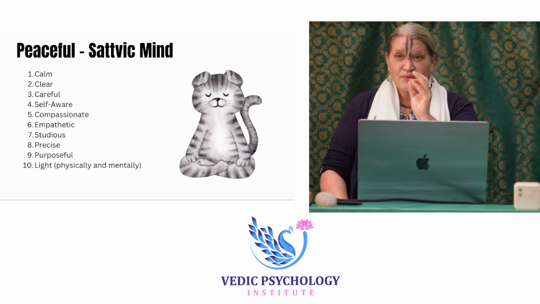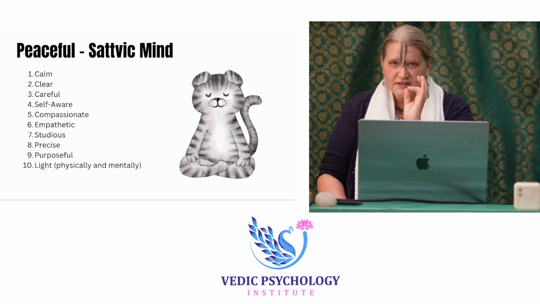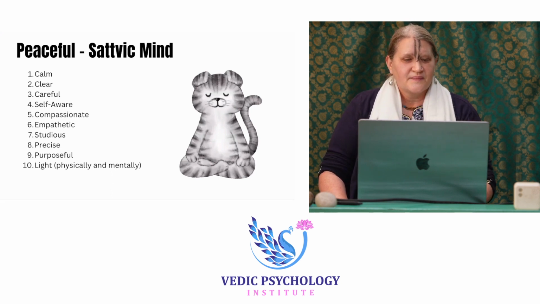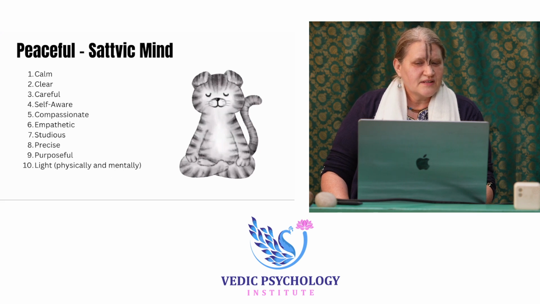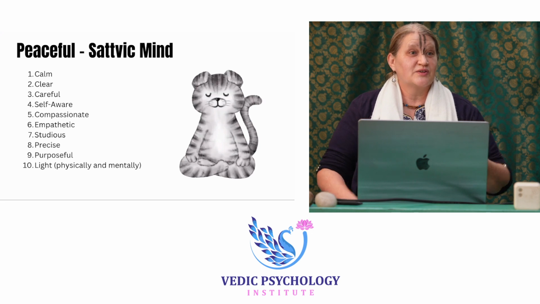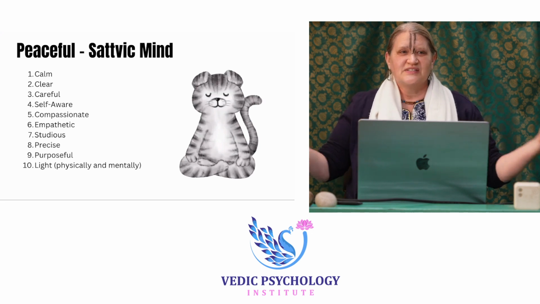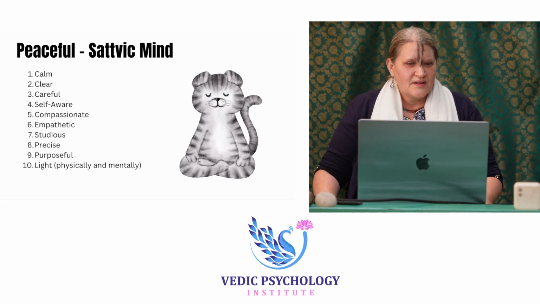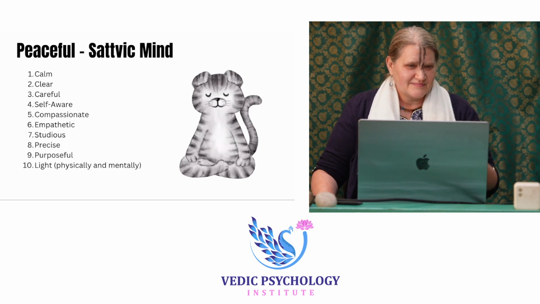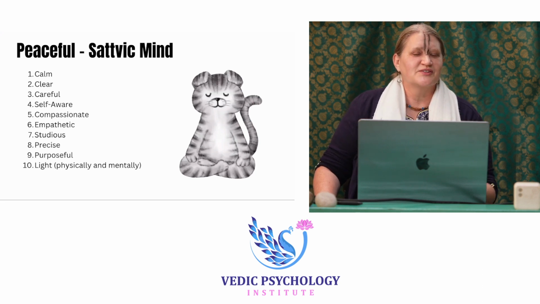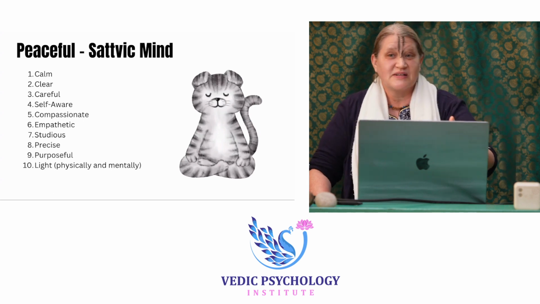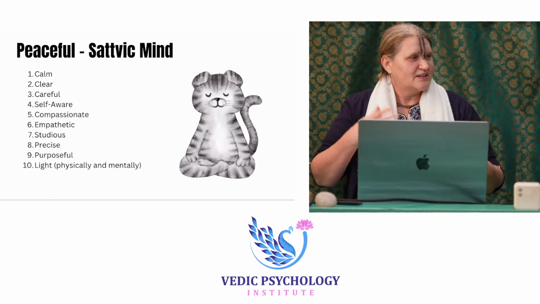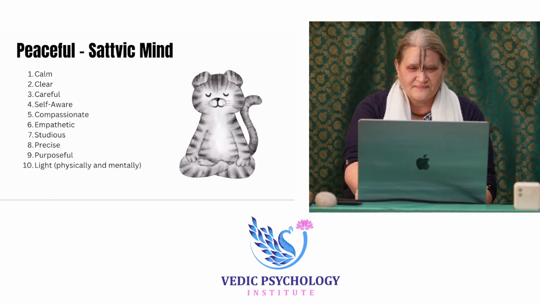Everything they're doing is on purpose. They have a goal, they know what it is, and they're moving towards that goal in a very clear way. And they're light, physically and mentally. Okay, so those are just 10 characteristics of a sattvic mind. There's so many, but just to give you an idea of some that Babaji and I put together to check yourself, because the survey may say one thing, and then these characteristics may say something else. So it's a good way to check.